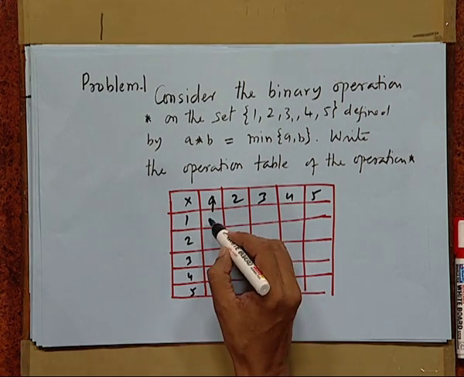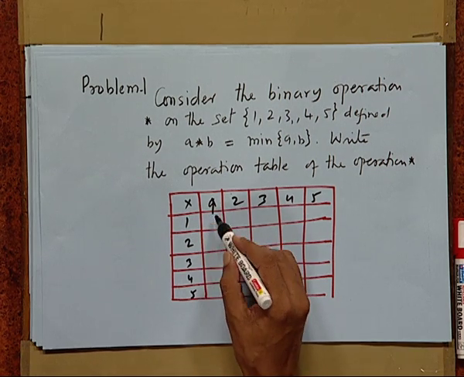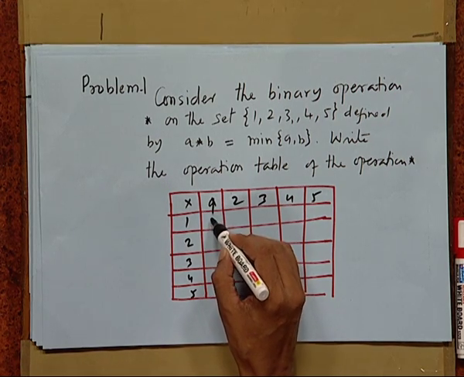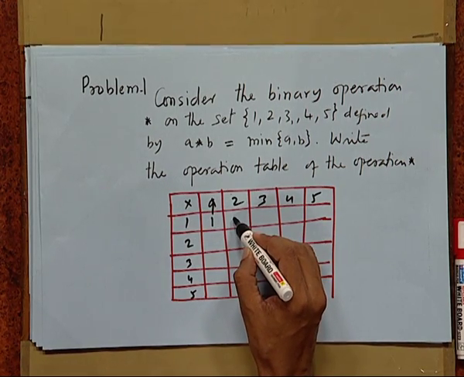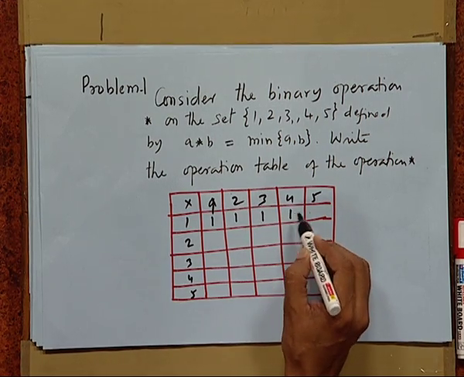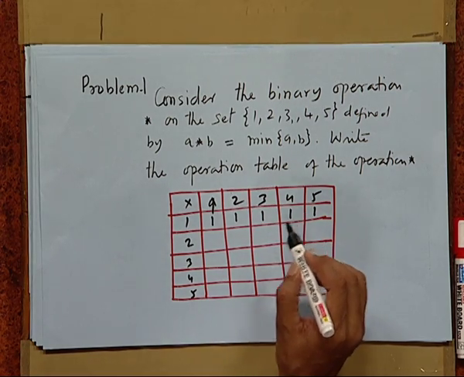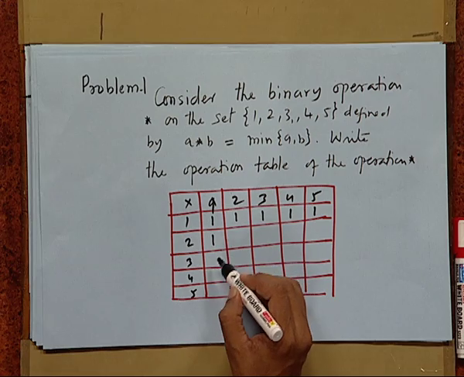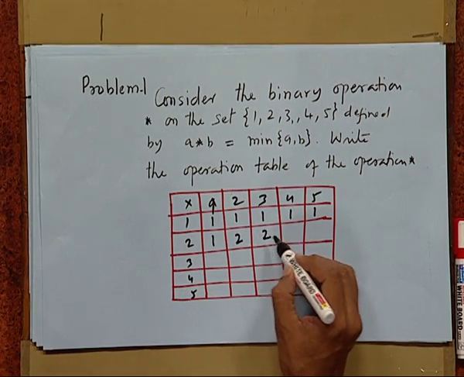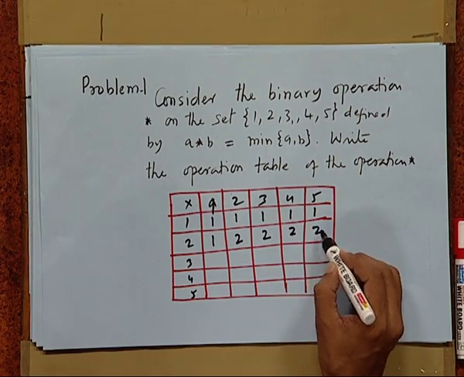Now, in the first cell, that is underneath 1 and 1, we get 1 star 1. 1 star 1 is the minimum of 1 and 1, which is 1. Here 1 star 2 is 1, 1 star 3 is 1, 1 star 4 is 1, 1 star 5 is 1, because between 1 and 5, 1 is the minimum. Similarly, 2 star 1 is again 1, 2 star 2 is 2, 2 star 3 is 2, 2 star 4 is 2, 2 star 5 is 2.